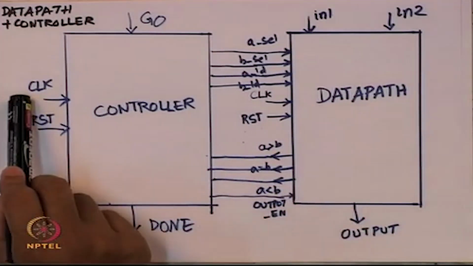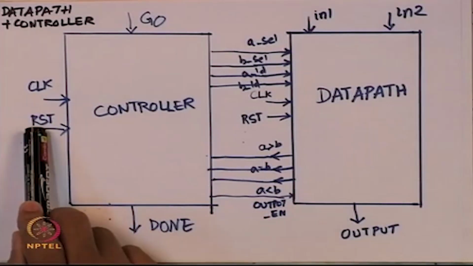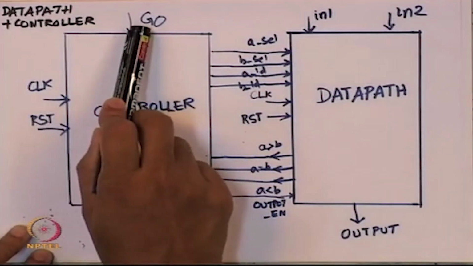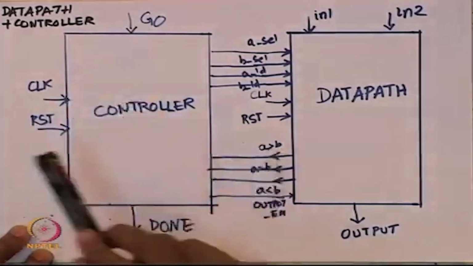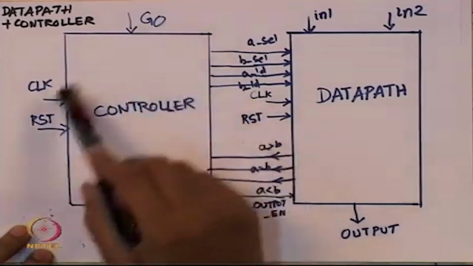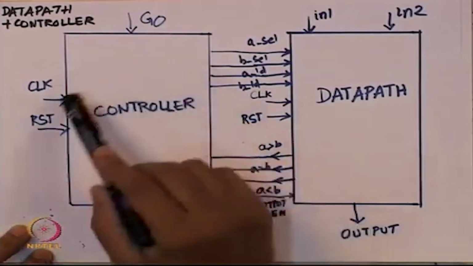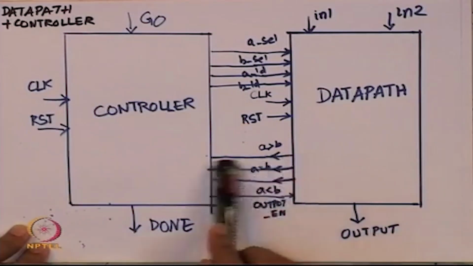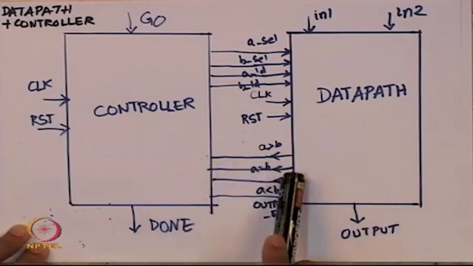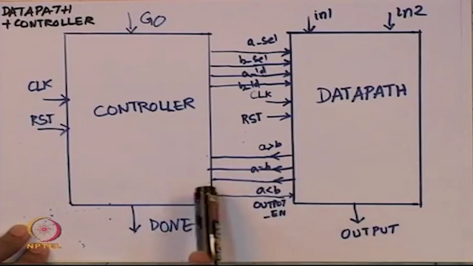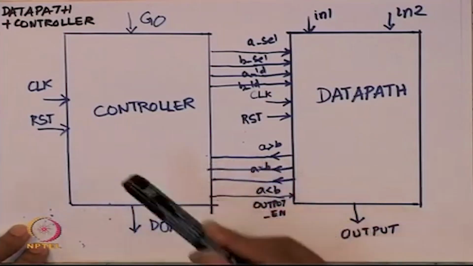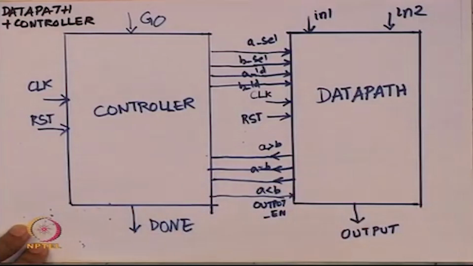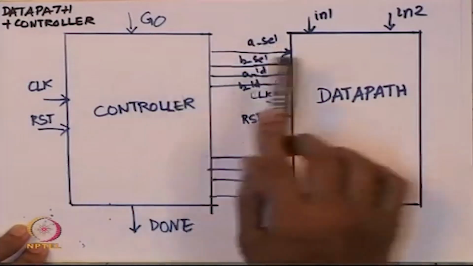So the clock, reset, and go that are coming from the external world should all go to the controller. So these are the three inputs that will go to the controller. Then there are three more inputs, namely A greater than B, A equal to B and A less than B, which will also come into the controller, that is going to come from the data path, and these 4 should go out of the data path.